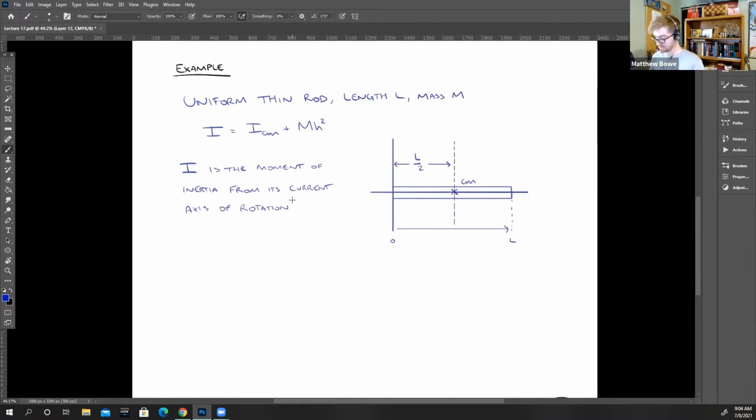And its current axis of rotation in this picture I'm drawing is right on the very end. We've already done this problem before. We already know this value. I'm just going to call that y. This is x, just to clarify.